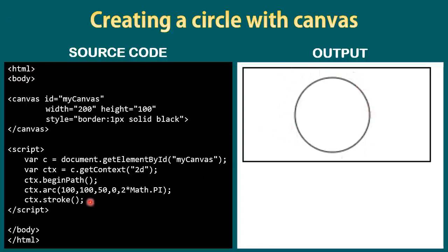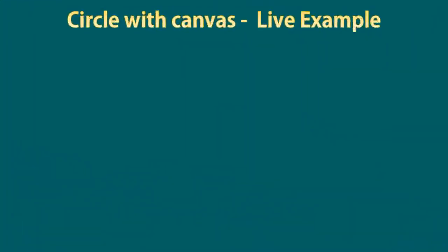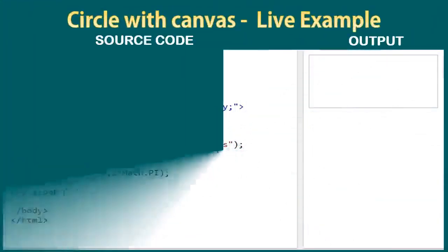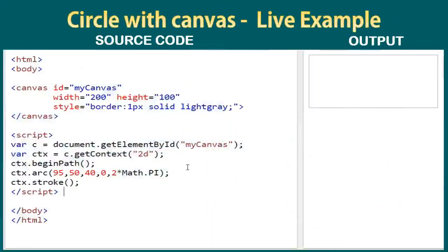In the next slide, we will see what happens to the output if we change these parameters. We will open the computer screen for this purpose. Now I have opened up the code area to show you in detail how this arc function works. Now this is the output. We get a complete circle. This is because we started to draw the arc at 0 degrees and ended the arc at 360 degrees.